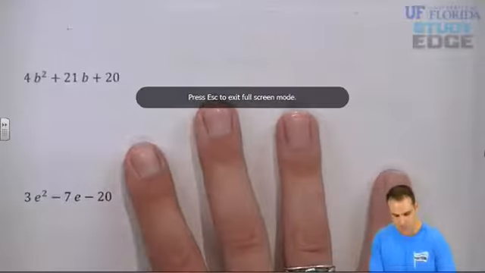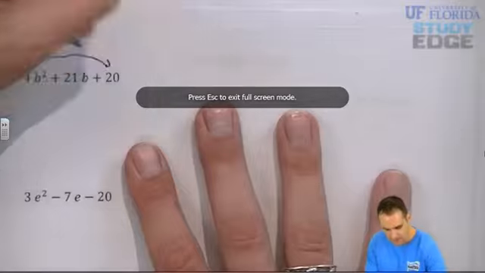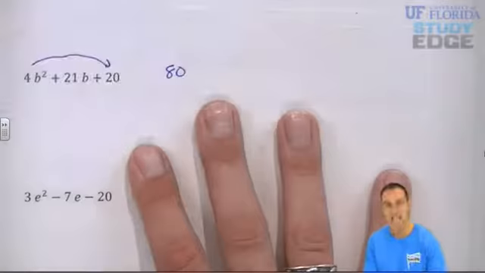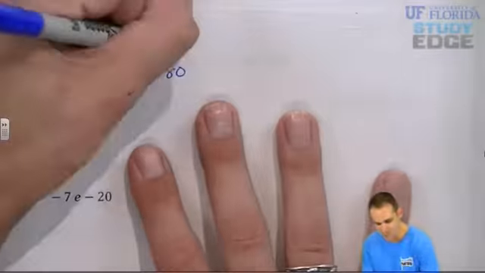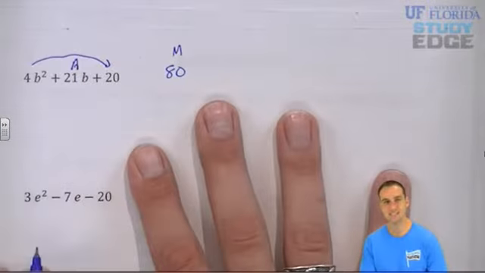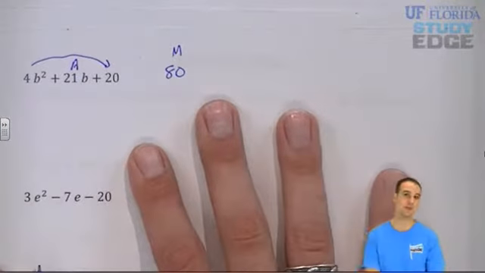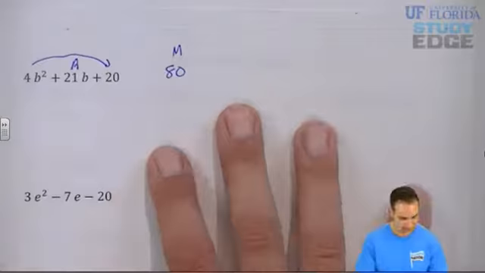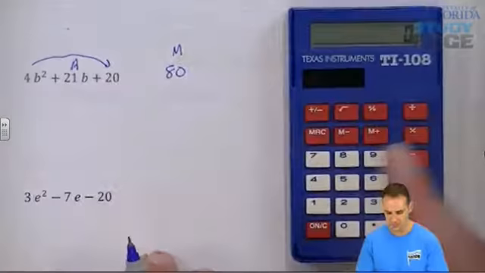Watch this. Step one, multiply. 4 times 20 will give you 80. What multiplies to 80 and adds to 21? So you have to sit there and write down all the factors. And remember, you can take your calculator and break it down.